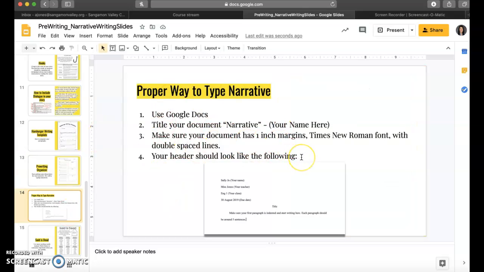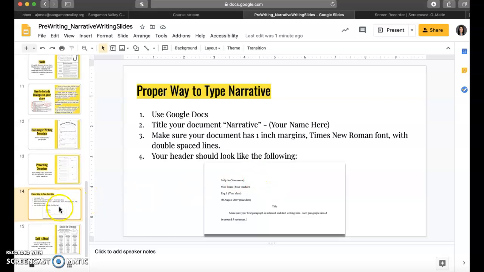Proper way to type a narrative: when you go to type it, use Google Docs, title your document narrative, and then your last name. Make sure your document has 1-inch margins, Times New Roman font with double-spaced lines, and your heading should look like this. So please let me know if you have any questions with that.